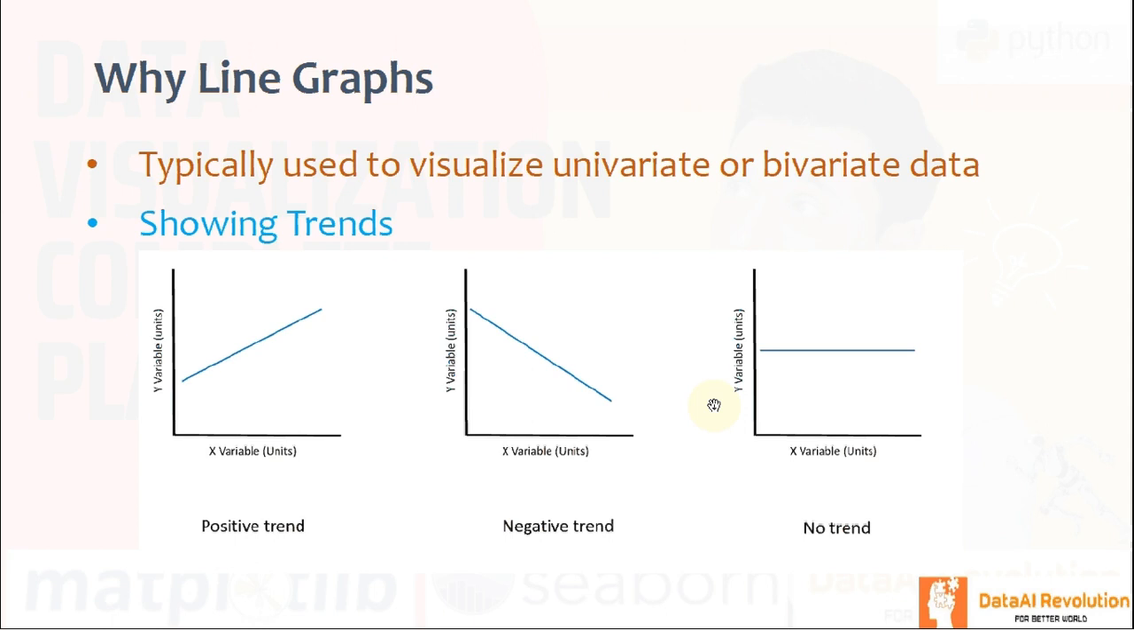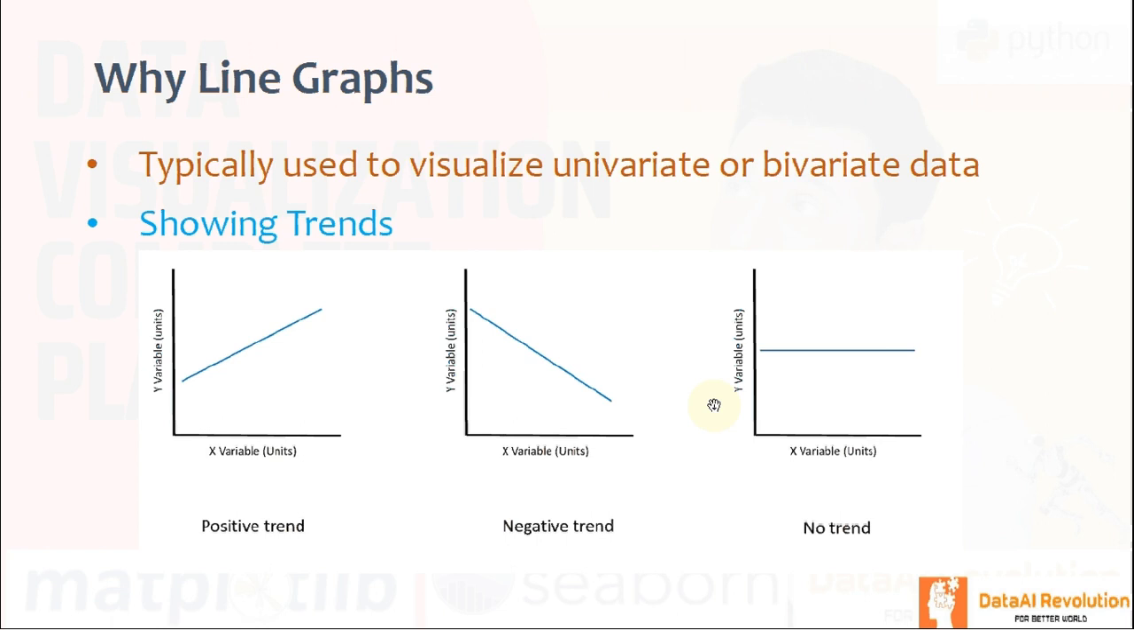Now we will discuss the second, why and where line graphs can be used. Line graphs can be used to visualize univariate analysis or bivariate analysis. In univariate analysis, we have only a single variable, or single column, or single axis. In bivariate analysis, we have two axes or two variables. And in multivariate analysis, we may have more than two axes, basically more than two variables. We can prefer the line graph to visualize univariate and bivariate data. Normally, it is used to show trends.